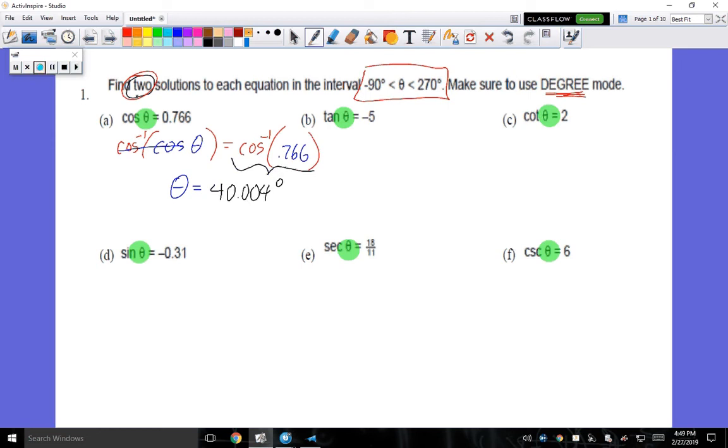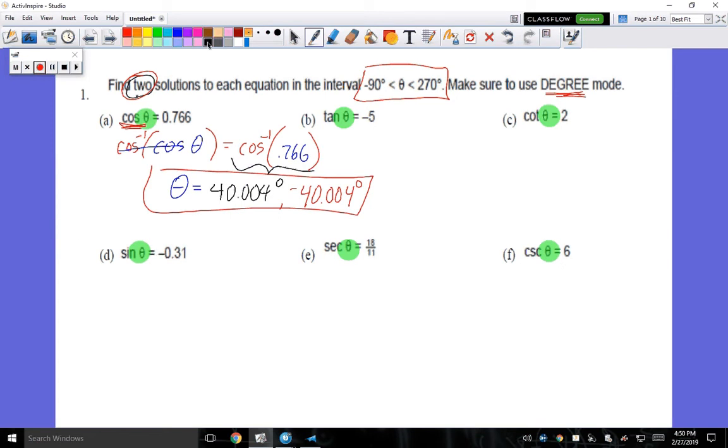Now we know that there's a plus and minus version of this. So there's a positive and there's a negative 40.004 degrees. Remember, cosine is an even function, and from your notes we know that it's going to be that positive and that negative version. Let's say that you forgot that.